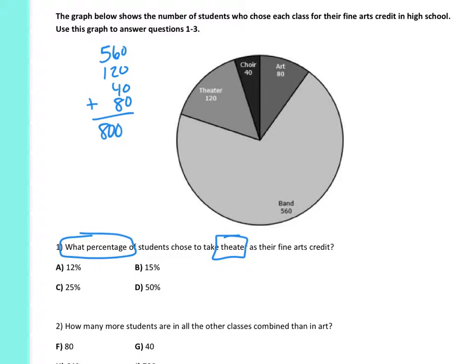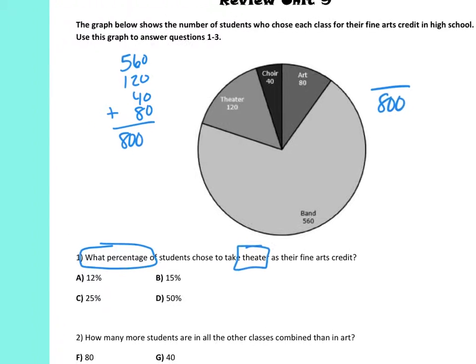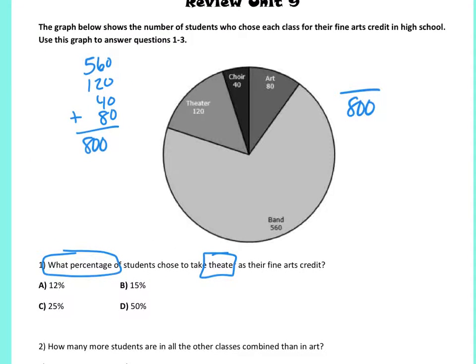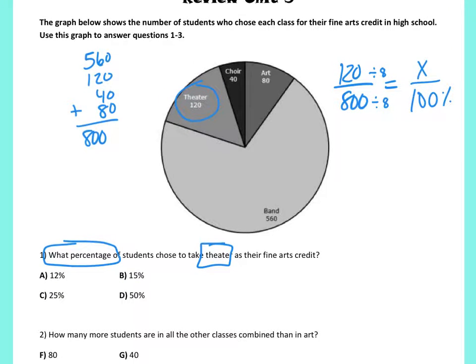Okay, so 800. So I'm going to say out of 800, how many kids took theater? So there's 800 total. How many kids took theater? What's it say in the circle graph? 120. If it says what percentage, that means out of 100, because 100 would be 1%. So that's what we're looking for. Okay, and how did we figure that out? You can scale up or scale down or cross multiply and divide. It's 120 divided by 8. 15%.